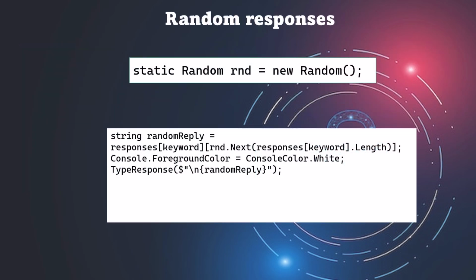To ensure the chatbot chooses random responses from the dictionary of responses, I have used a random object named rnd to select a random response from the array of replies associated with the detected keyword in the responses dictionary. It then changes the console text color to white and outputs the randomly chosen reply using the TypeResponse method.